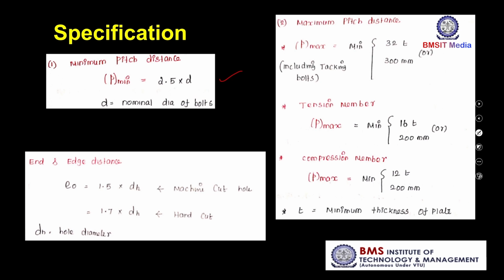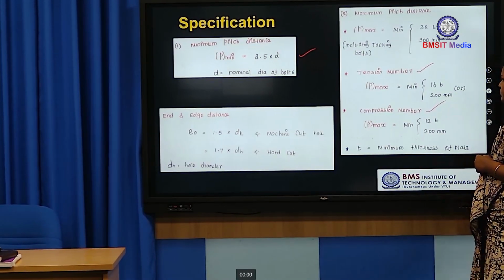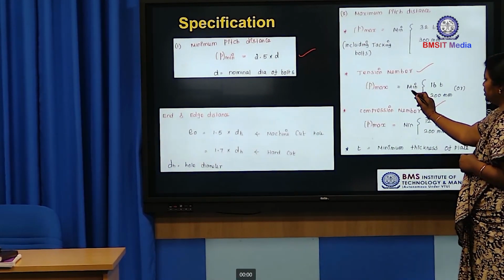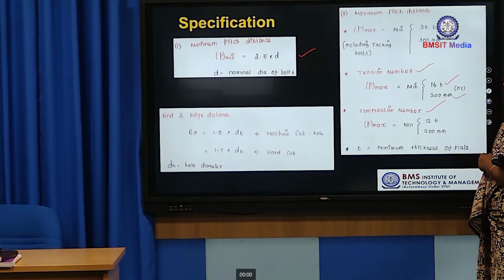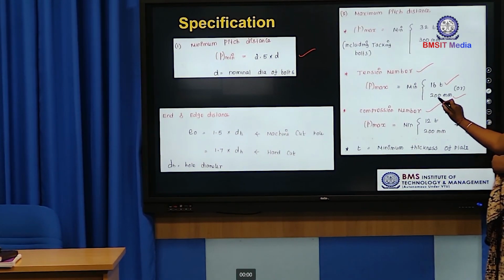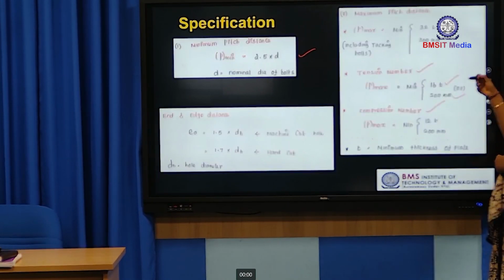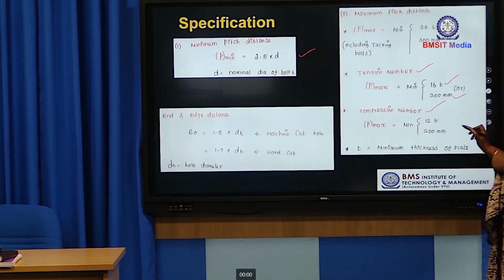So, next one, maximum pitch distance. First, the tension member. For the tension member, P maximum equals the minimum value between 16T and 200 mm. First we calculate 16 times T, after that 200 mm. Then we find out which one is minimum, and that value is the maximum pitch value. What is the T here? T equals the minimum thickness of the plate.